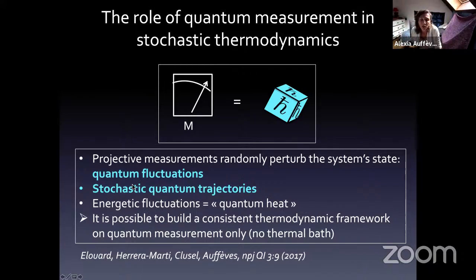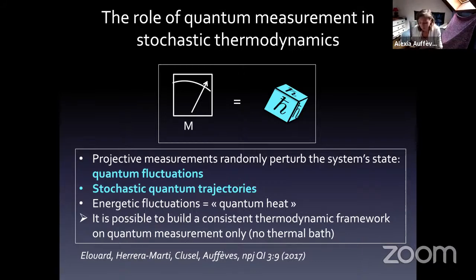And this perturbation is also at the origin of specifically quantum stochastic trajectories, where the stochasticity of the trajectory doesn't come from the presence of any thermal mass. Again, only the fact that I'm looking at the system generates randomness in the trajectory of the system. So the bottom line is that it's possible to build a perfectly consistent thermodynamic framework based on the randomness induced by quantum measurement only. No thermal mass in the picture. And this is the game that we played a few years ago with my group and collaborators.